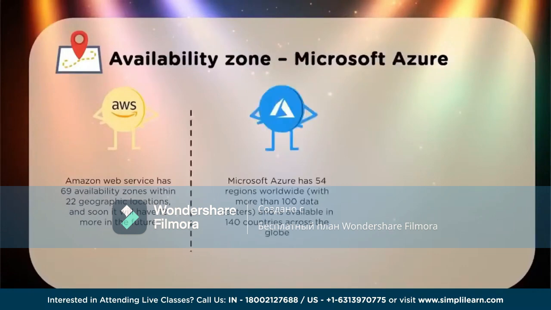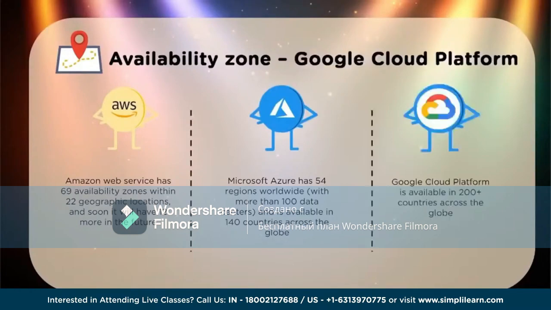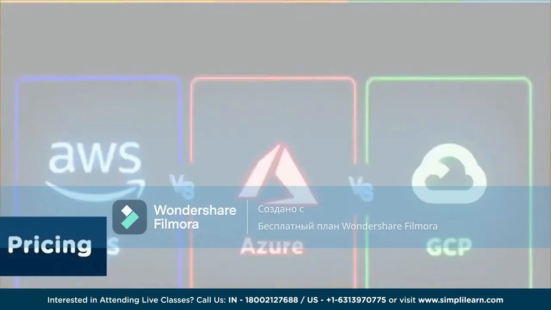Azure, available in 140 countries, has over 54 regions worldwide grouped into 6 geographies. These geographical locations have more than 100 data centers. GCP is available in 200 plus countries across the world. As of today, GCP is present in 61 zones and 20 regions, with Osaka and Zurich being the newly added regions. Now let's talk about pricing.